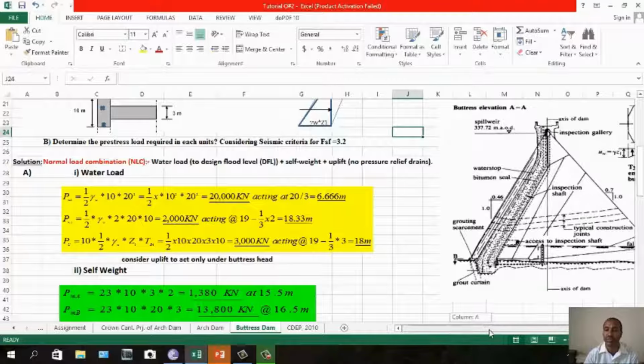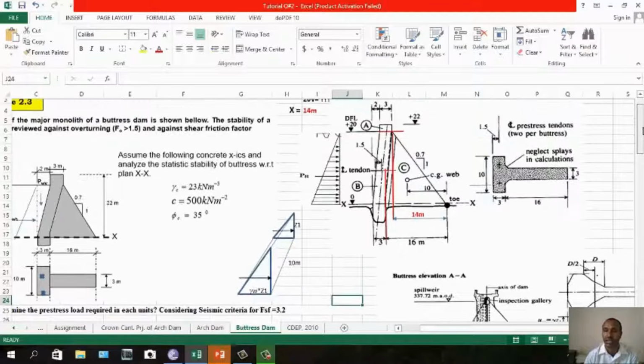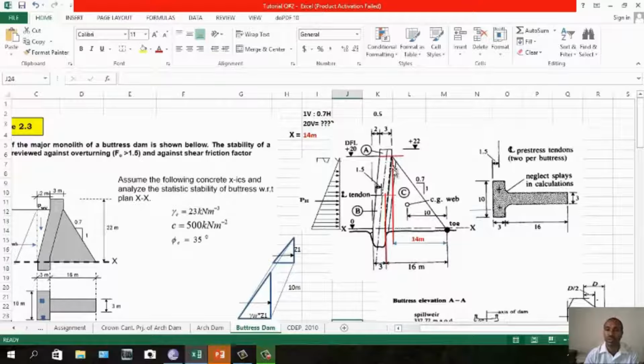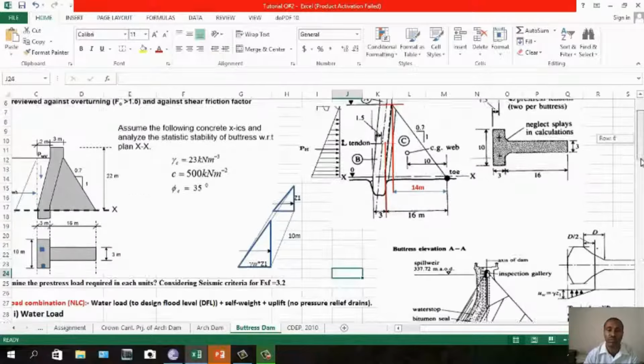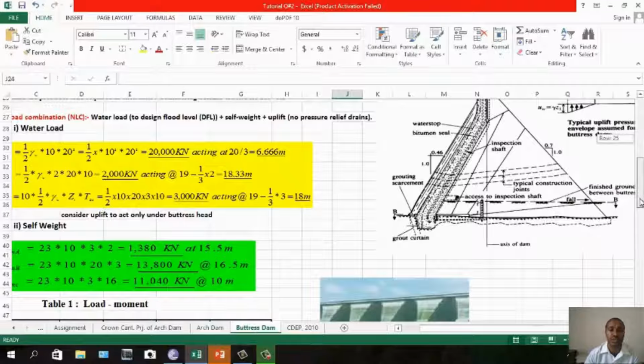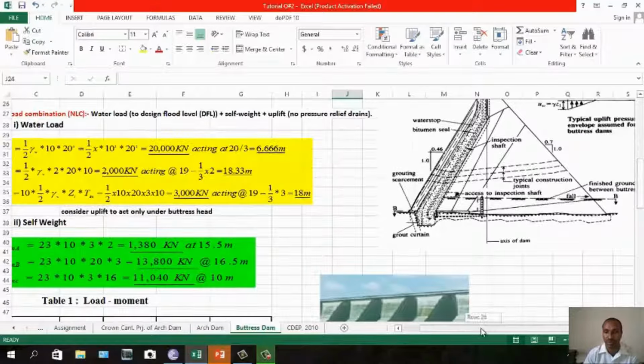How do you get 15.5? Start like this. This is a triangular portion. If you have 20 meter depth with this side slope, 1 vertical, 0.7 horizontal, then if you go 20 vertical, what will be the horizontal distance, which is 14 meter. You have 14 meter here. So you go to this one, this is the portion. You have a 3 meter dimension, since it is rectangular, 3 over 2, 1.5. So 1.5 plus 14 will give you 15.5 meter.